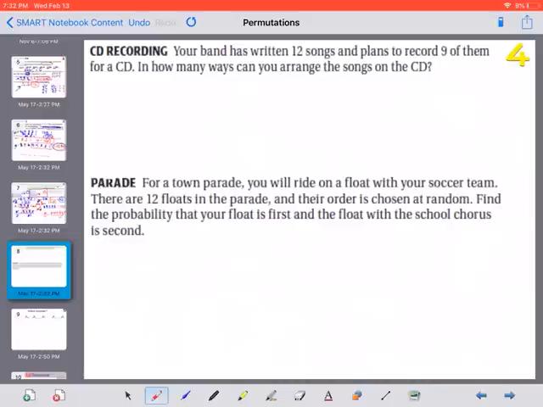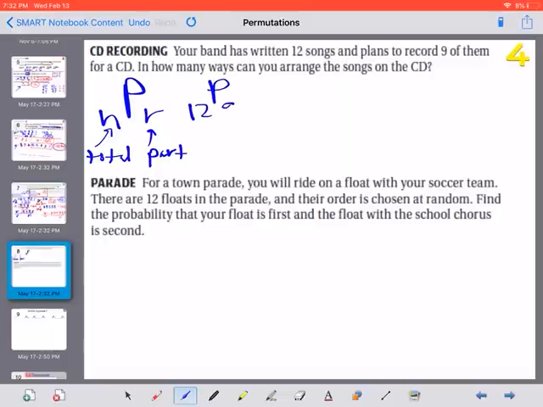Alright, we're going to move on. We're going to look at a couple examples. It says your band has written 12 songs and plans to record 9 of them for a CD. How many ways can we arrange the songs on the CD? So if we think about this in terms of our equation, how many total songs we have to choose from, and the part that we're looking to arrange. So this would be written as 12 permutations of 9. Okay? And how many ways can you arrange the songs on the CD?